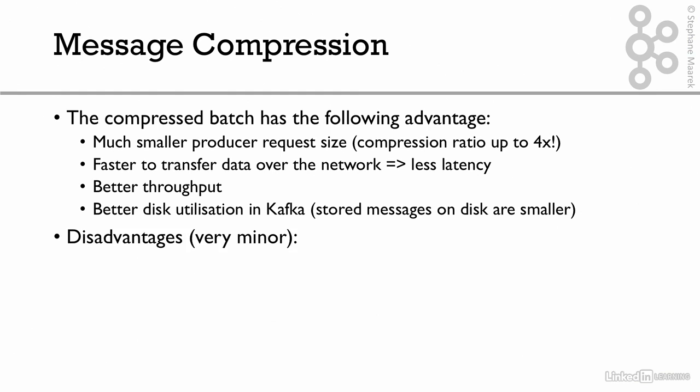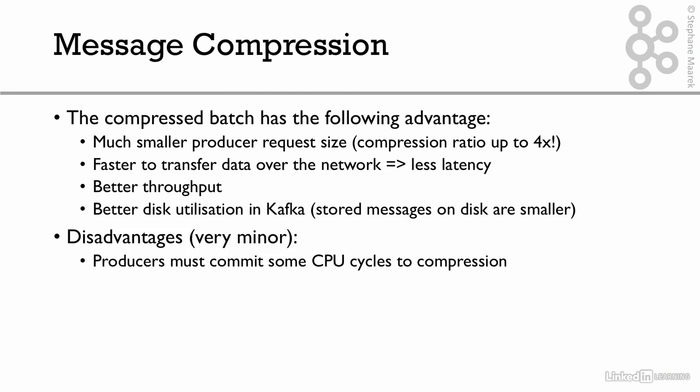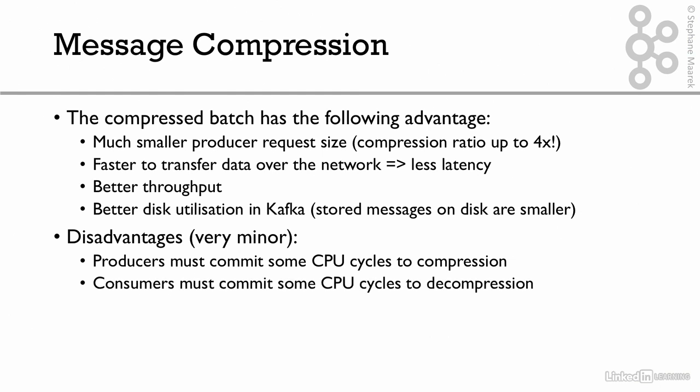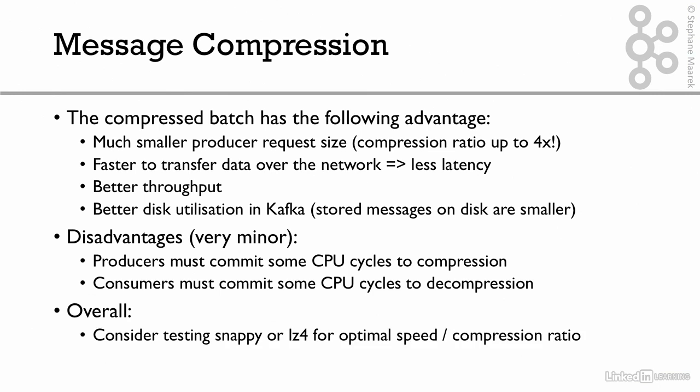Now, there are obviously a few disadvantages. When you do compression, producers must commit some CPU cycles to perform that compression, but that is usually very minor. Similarly, your consumers must commit some CPU cycles to decompress the data. And again, to me, that is absolutely very minor. Overall, I would encourage you to start by testing Snappy or LZ4, because I personally found them to have the optimal balance of speed and compression ratio. gzip is going to have the highest compression ratio, but it's not very fast. So choose, test, it's super simple. You just change one setting and everything works.